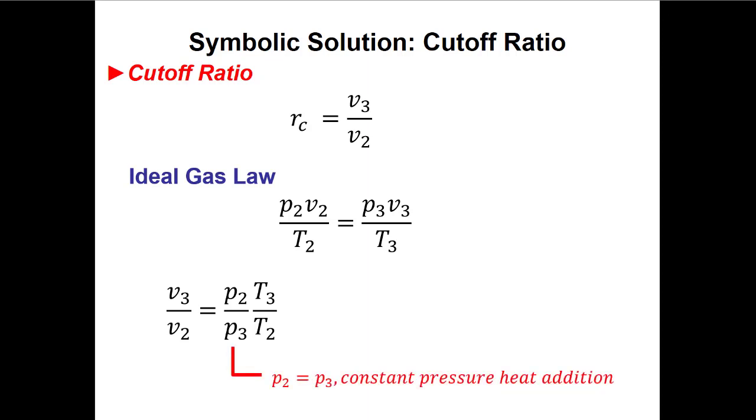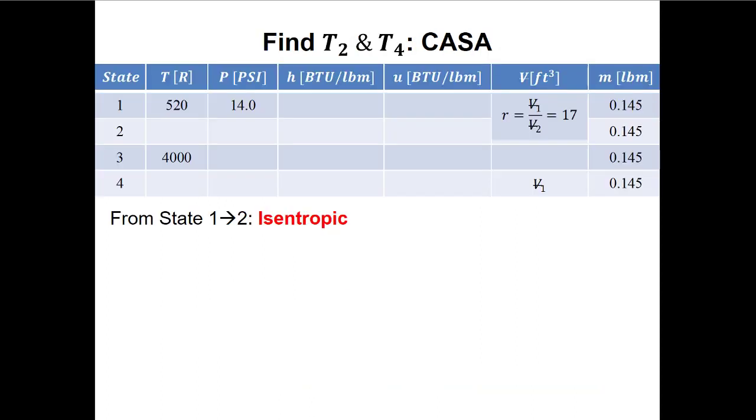P2 is equal to P3. So V3 divided by V2 must be T3 divided by T2. So if I knew these temperatures, then I could find my cutoff ratio. I don't know T2, but I do know T3. So I could get my cutoff ratio if I knew T2.